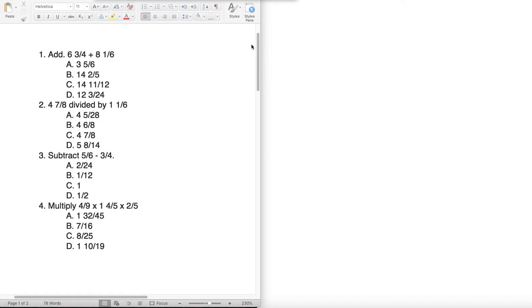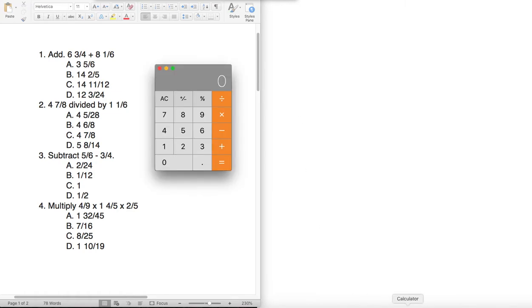I'm going to show you a shortcut on how to work problems in the HESI that are fractions but using the calculator, and we're going to convert everything to decimals. The only reason that this works for the HESI is because it's multiple choice, so we can use trial and error to figure out what the correct answer would be.